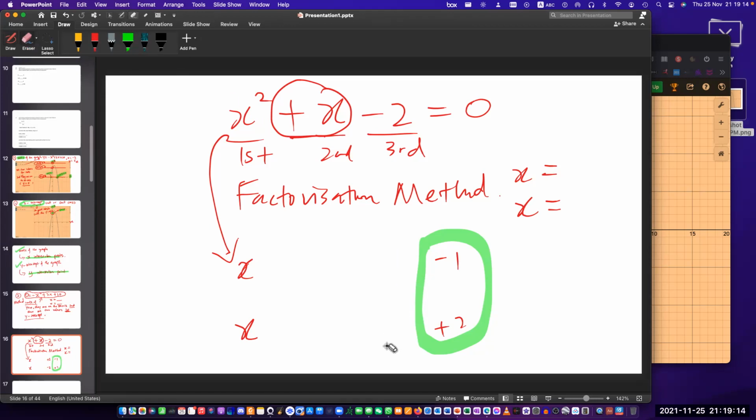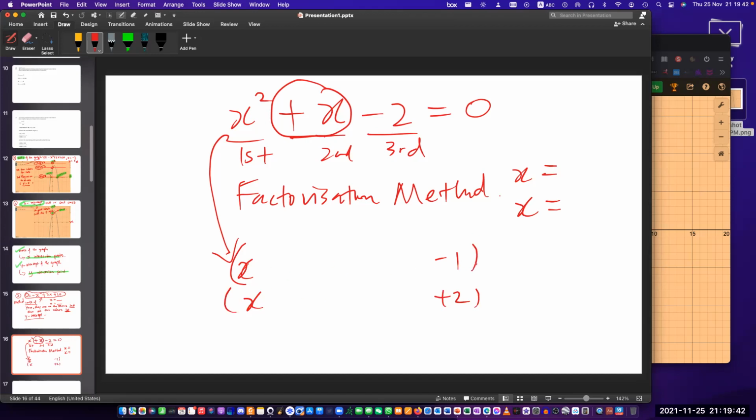So you don't have to take the other one. If this is the combination, the answer will be x -1 and then x +2. So you can simplify this into (x -1) times (x +2). I'm going to give myself some space. So you end up with x -1 and x +2, and you equate this to 0. Then of course, after the factorization, what is x?